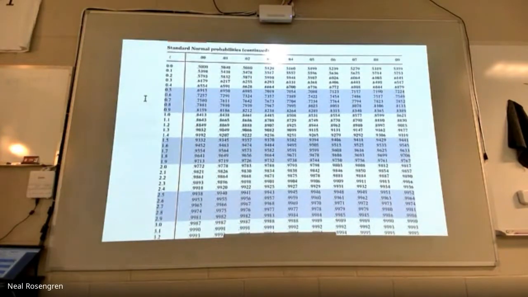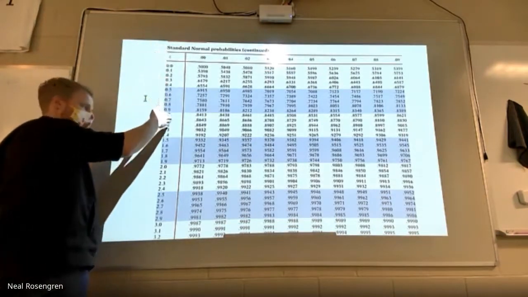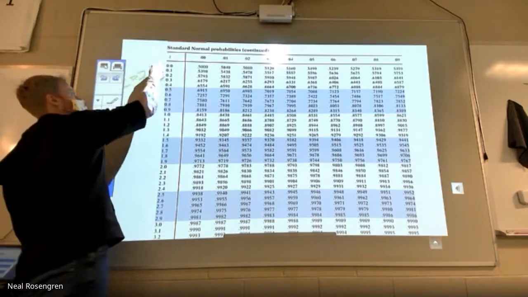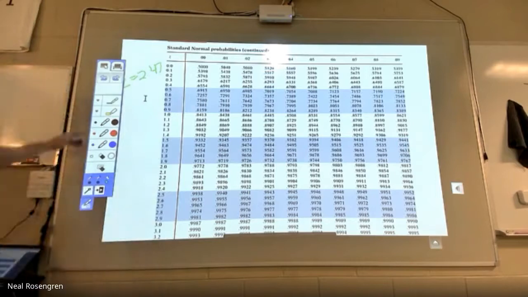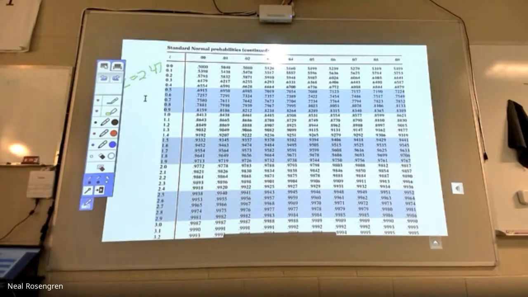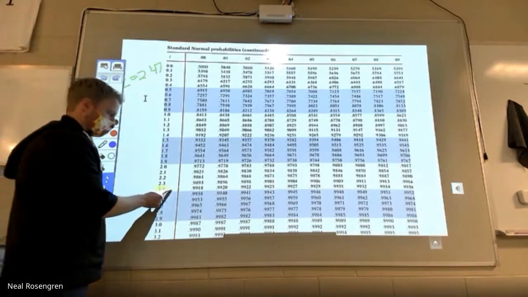Okay? And the way that we read this table is we find your first number and the first decimal in this column. Remember, we're looking for 2.47. So I have to look for 2.4 first. Okay, there's 2.4.